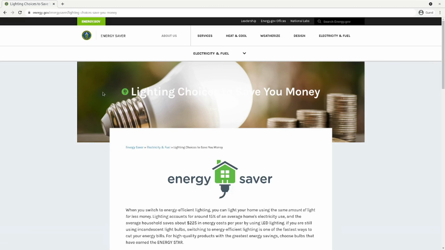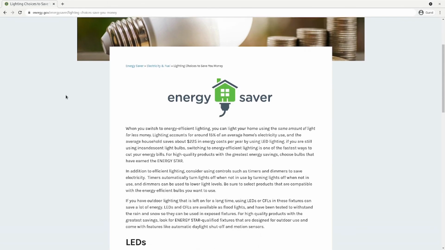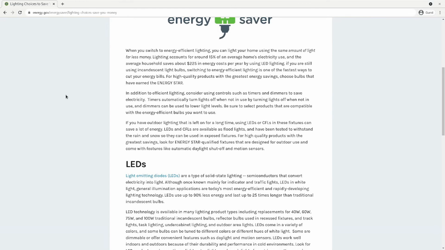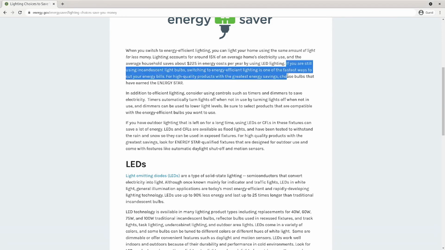The incandescent bulb has been on the chopping block for a very long time now. You will probably not be able to find some of the older halogen lamps that you may have grown up with at the hardware store today because they simply are not energy efficient.